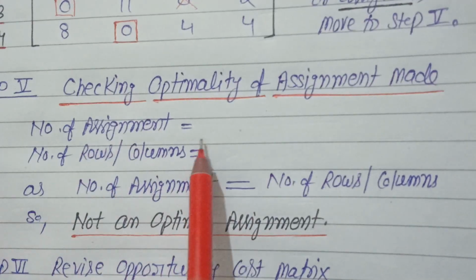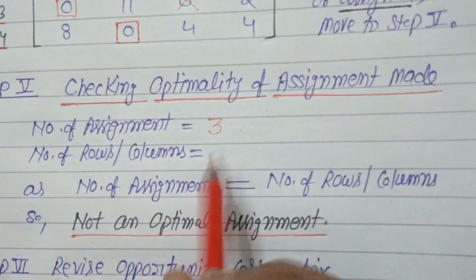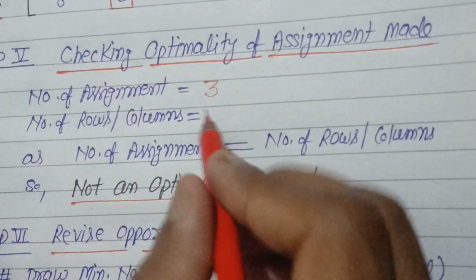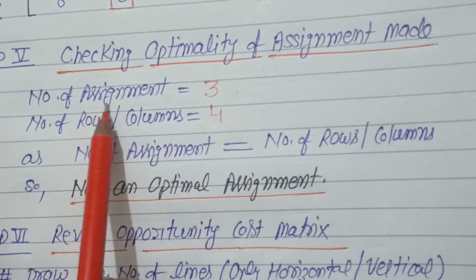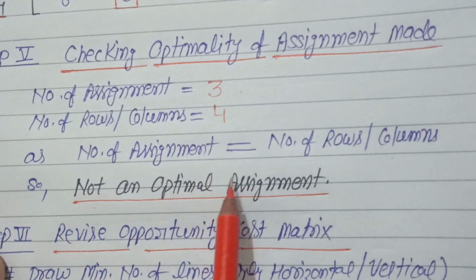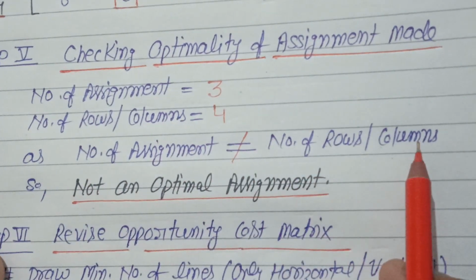So the number of assignments made is 3, and the number of rows or columns is 1, 2, 3, 4, so there are 4. If you compare the number of assignments with the number of rows or columns, you will find that the number of assignments is not equal to the number of rows or columns.